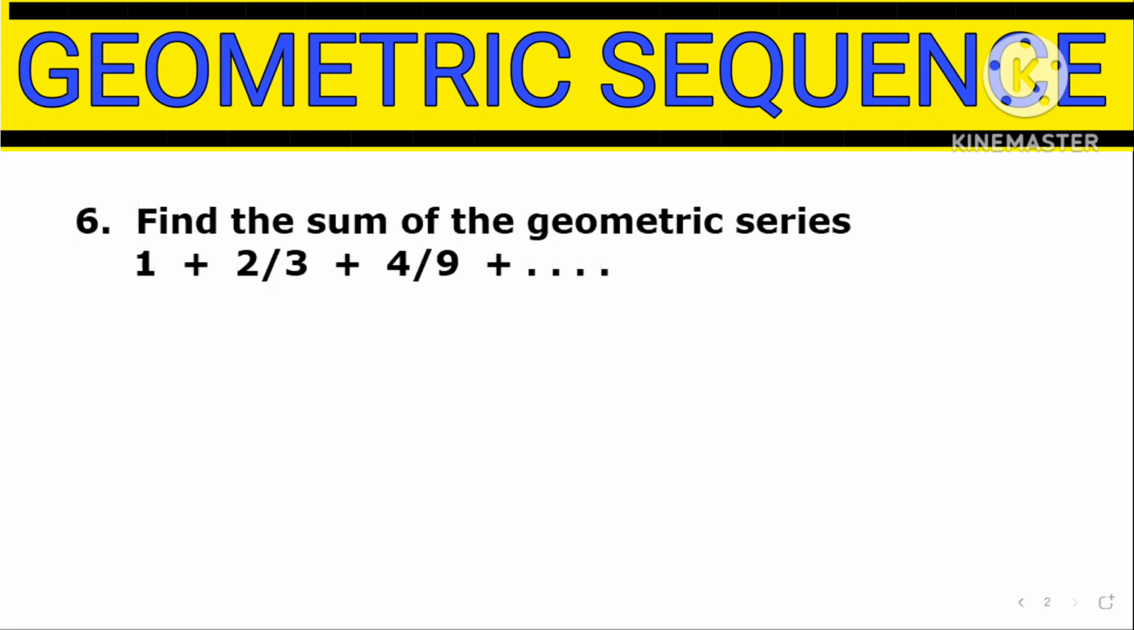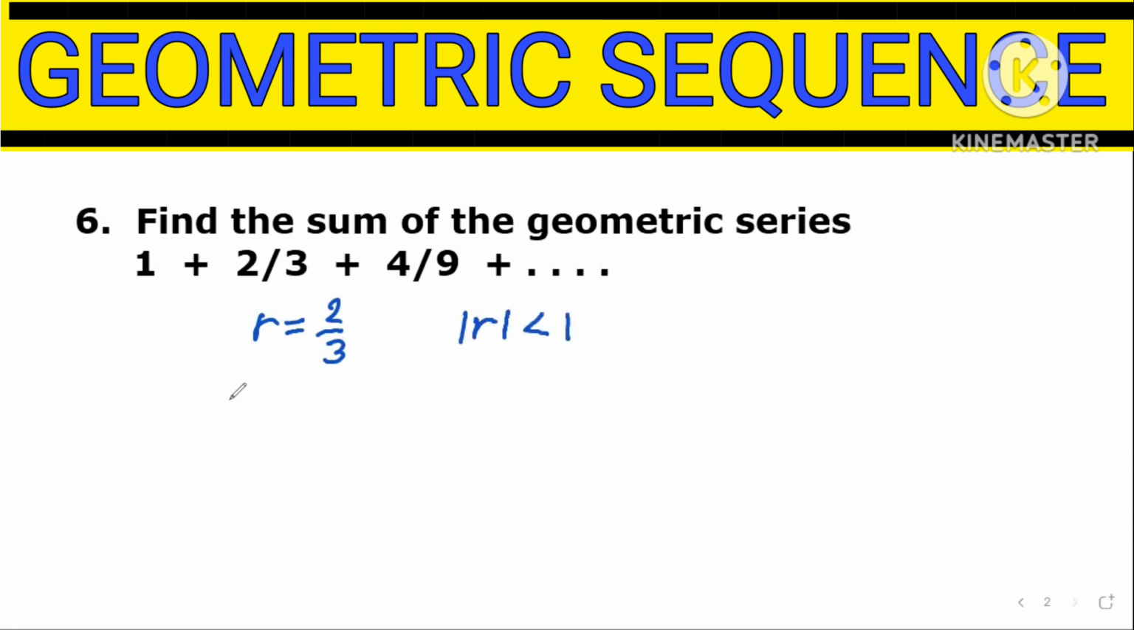Find the sum of the geometric series 1 plus 2/3 plus 4 over 9 plus dot, dot, dot. So, the presence of the ellipsis here indicates that we are looking for the sum of an infinite geometric series. And since r is equal to, if we take the second term and the first term, dividing 2/3 by 1, that is equal to 2/3. So, pasok ang r natin sa formula ng infinite geometric series, because in an infinite geometric series, remember that the absolute value of r must be less than 1.